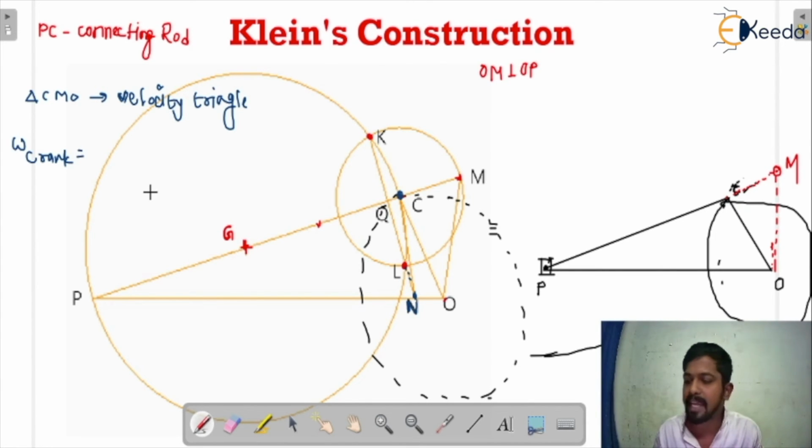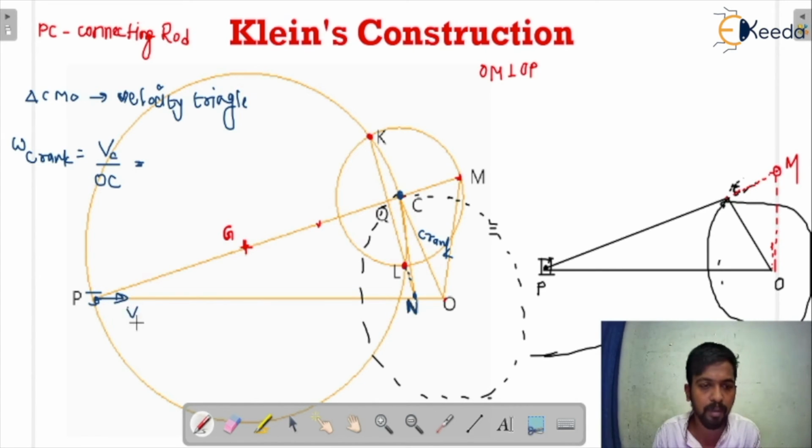That would be equal to, either you can write VC upon OC, yes or no? Because OC is our crank here. So omega is equal to VC upon OC, or you can calculate it using the piston. We all know this is our piston. The piston is moving in that direction, so that would be VP. So it would be VP upon OP.